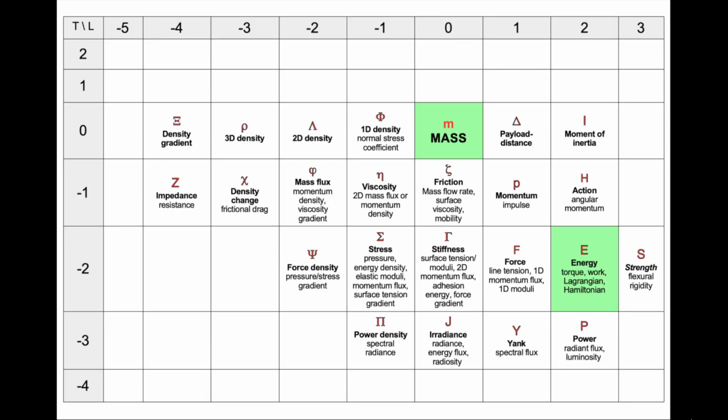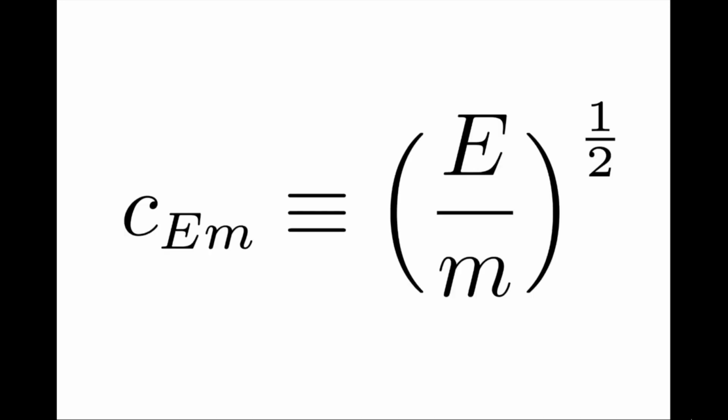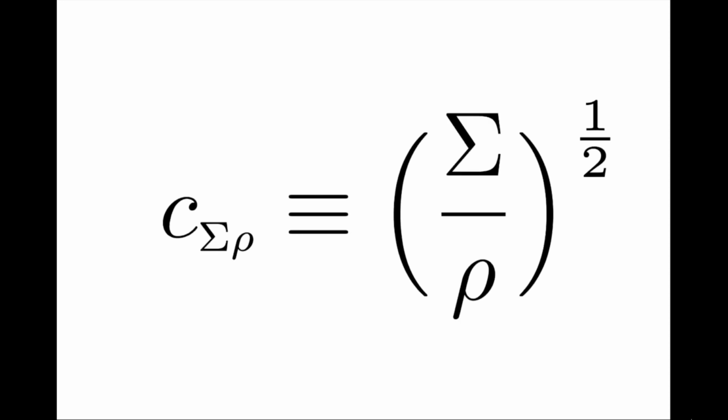Our first example involved mass and energy on the same diagonal, 2 lines and 2 columns apart. Density and stress have the same relative position, but further to the left of the table. Density is a mass per unit volume, and stress is an energy per unit volume. This was the simple speed built from the ratio of energy and mass, and this is now the simple speed built from stress and density.